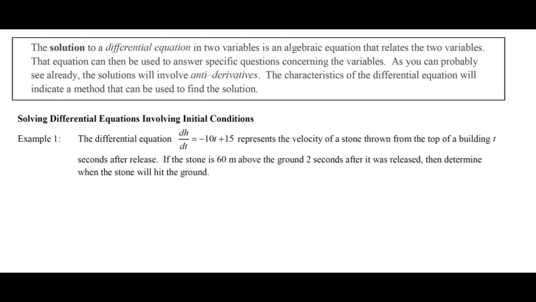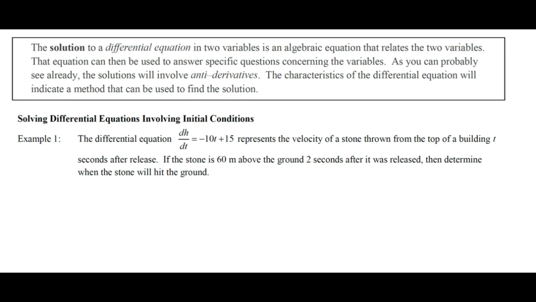The solution to a differential equation in two variables is an algebraic equation that relates the two variables. That equation can then be used to answer specific questions concerning the variables. As you can probably see already, the solutions will involve antiderivatives. The characteristics of the differential equation will indicate a method that can be used to find the solution. Now, solving differential equations involving initial conditions, sometimes we know some extra information.